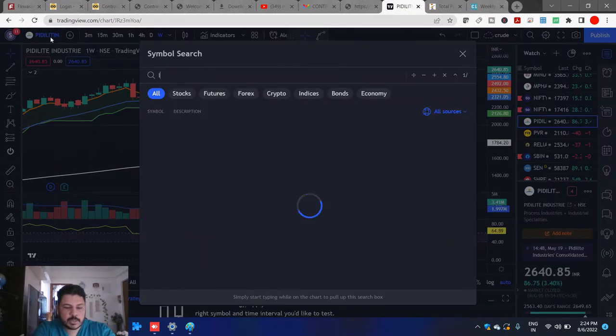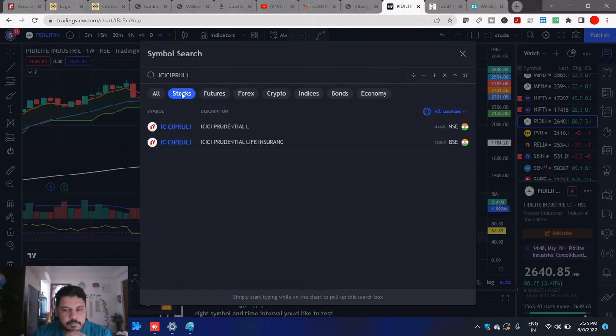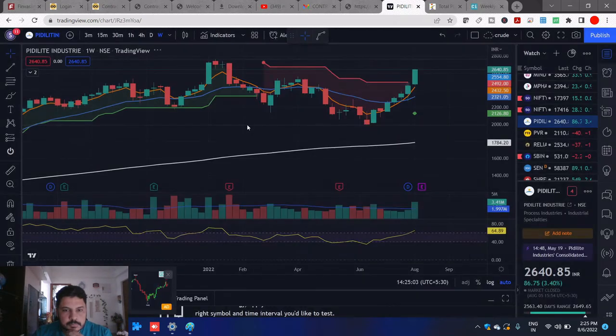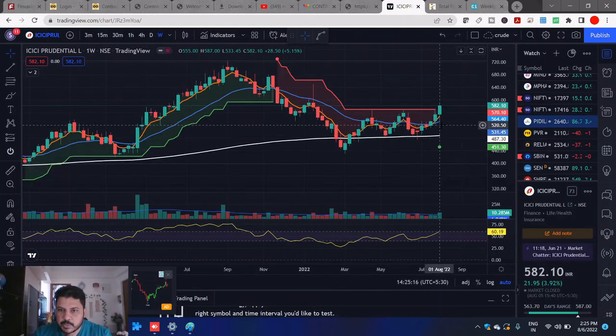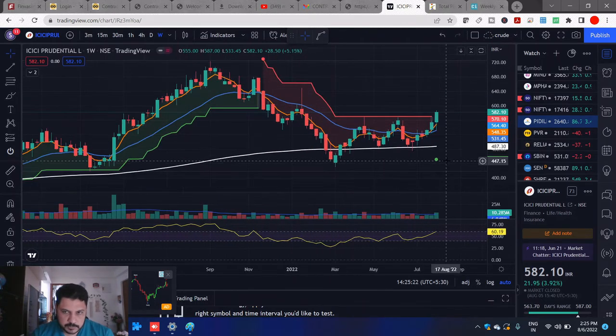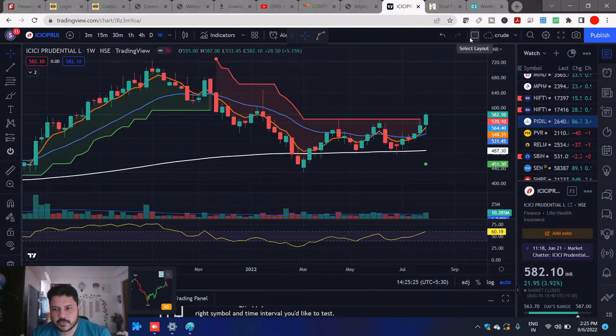Check ICICI Pru Life. Check in stocks. Is it giving an entry? Yes. Where is it bouncing from? It has bounced from the 200 period moving average once, twice, third time, and it has given you an entry here. So ICICI Pru Life is one good entry for you to go long. RSI is also 60. Similarly, you can check for Ultratech Cement, and the setting is 14 and 3.